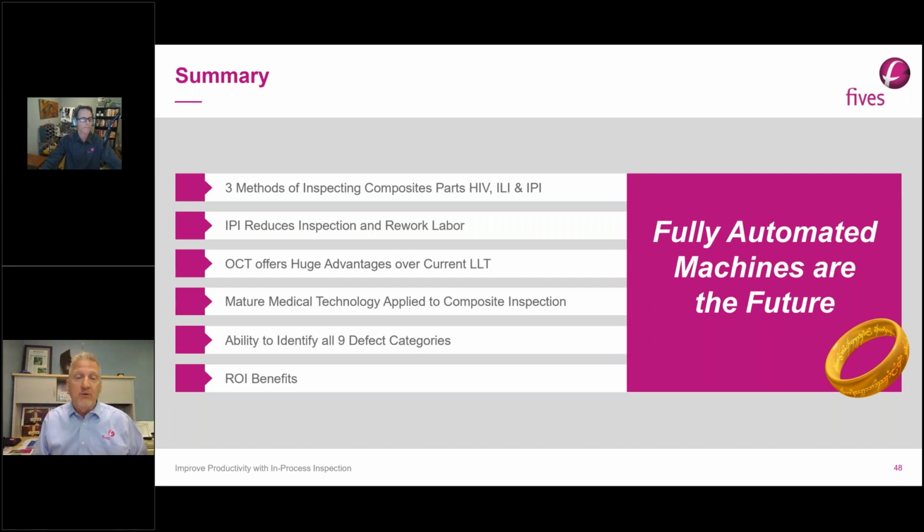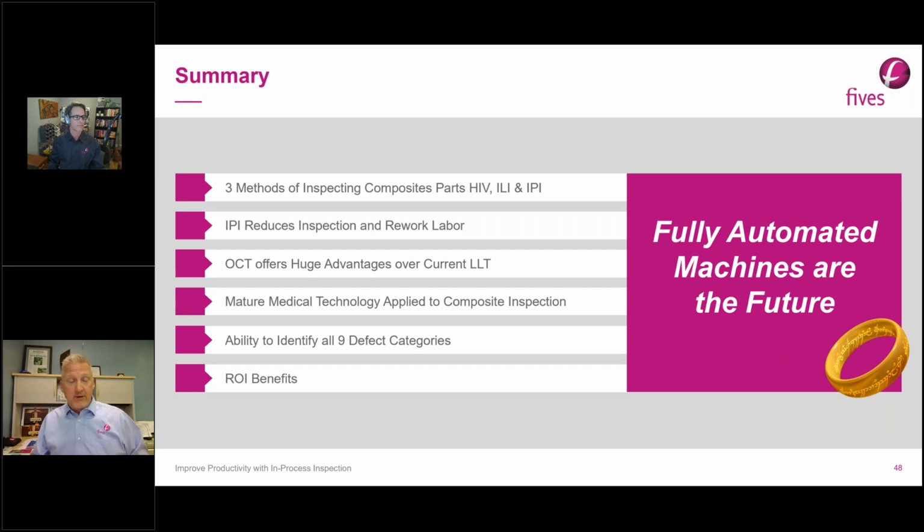The key difference between the in-process over the other two is that in-process identifies and does an action before or at the time of the non-compliance, as opposed to the other two, which wait until after the end before they compile and scan, and rework still happens. The next is IPI reduces inspection rework labor.